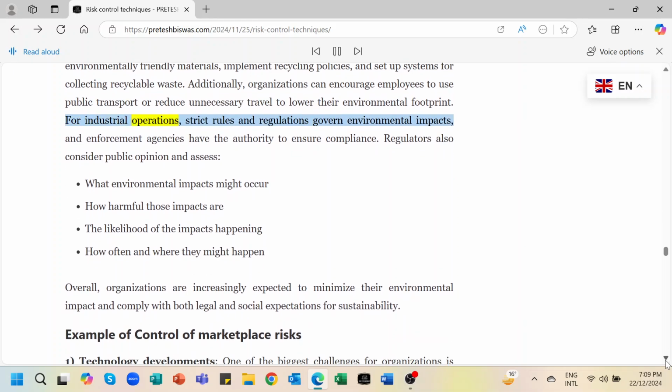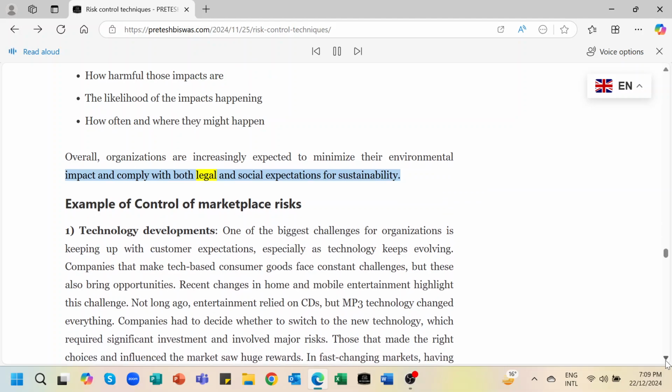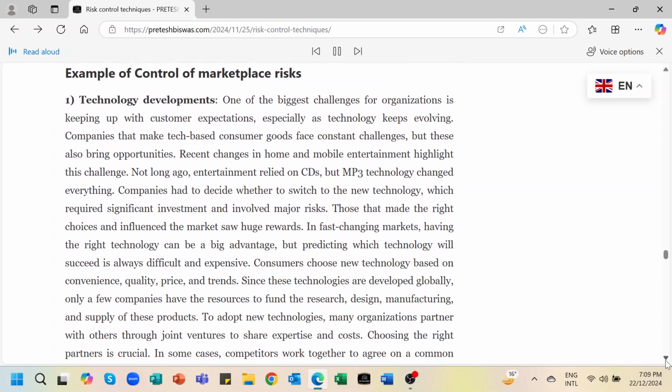For industrial operations, strict rules and regulations govern environmental impacts, and enforcement agencies have the authority to ensure compliance. Regulators also consider public opinion and assess what environmental impacts might occur, how harmful those impacts are, the likelihood of the impacts happening, how often and where they might happen. Overall, organizations are increasingly expected to minimize their environmental impact and comply with both legal and social expectations for sustainability.